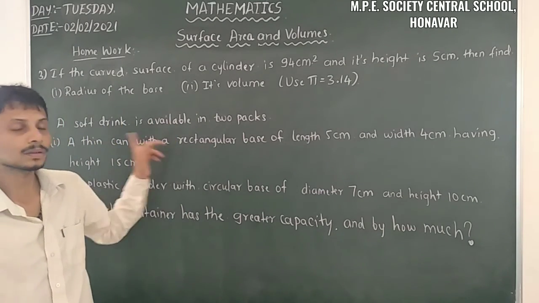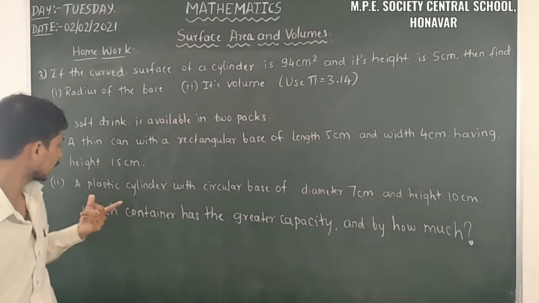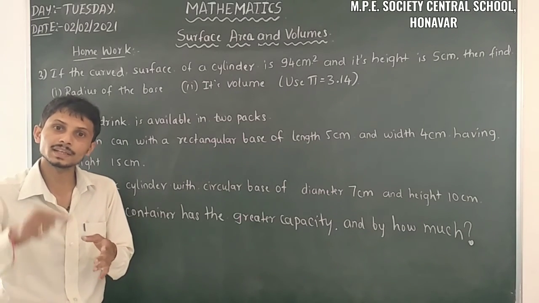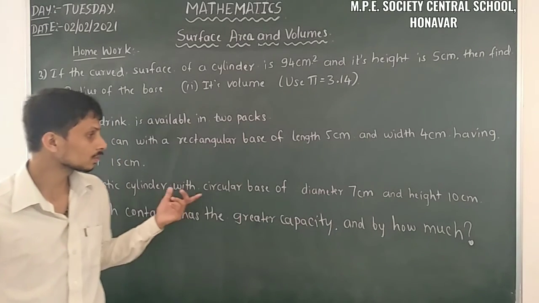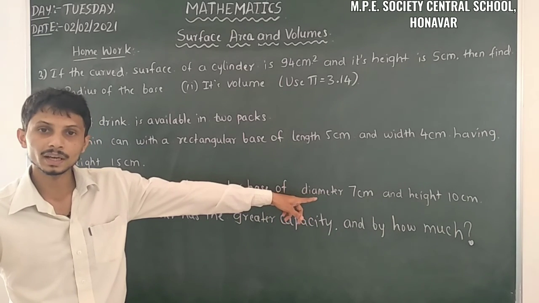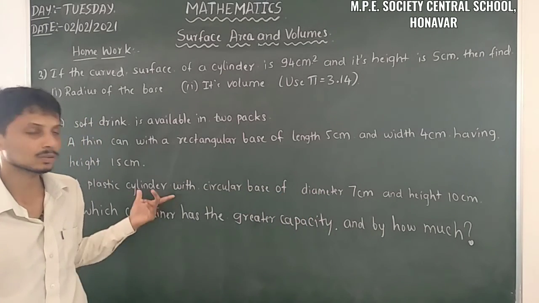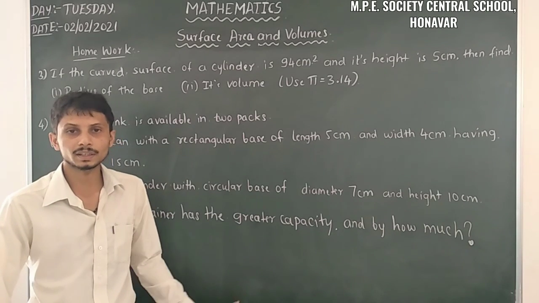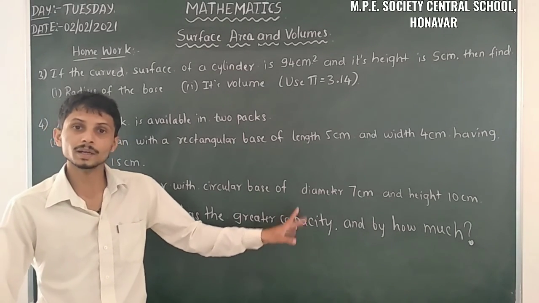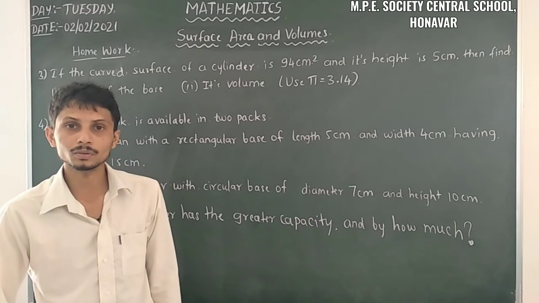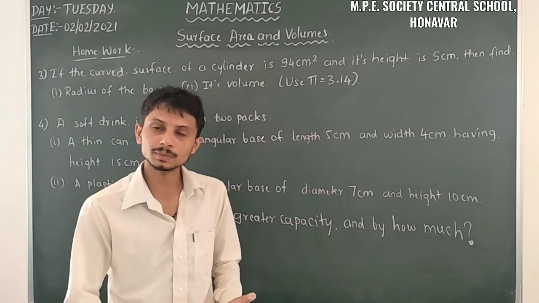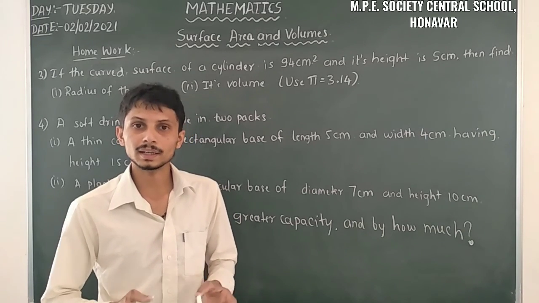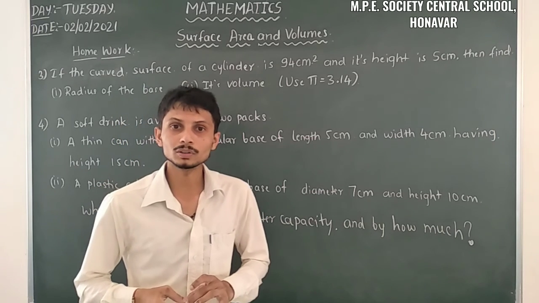Here we have to find the volume of this can, and then another one is a plastic cylinder with a circular base. Circular base means it is a cylinder. The diameter is 7 cm, so we find the radius, and then using the height we find the volume. Which container has the greatest capacity, and by how much? You can convert into liters, or analyze using the volume in centimeter cube. I hope you understood these things.